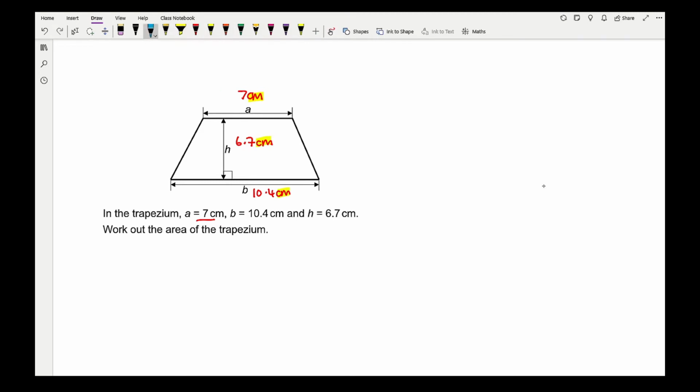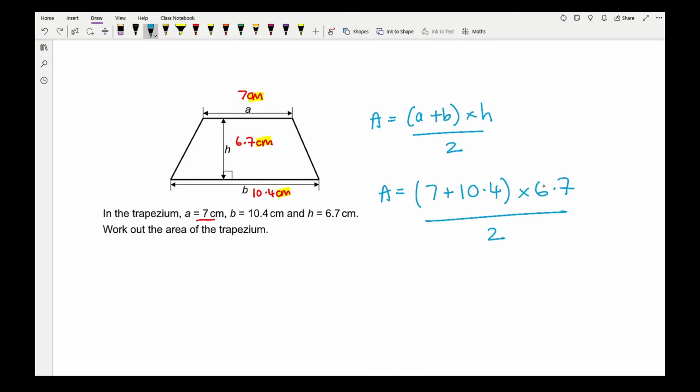And so all I now need to do is substitute it into the formula. The formula is A plus B times H divided by 2. So from this, I've got A equals, A is 7, B is 10.4. I'm going to multiply that by 6.7 and then divide it all by 2. Now, if you want to do it in steps, that's absolutely fine. So here I'm going to do 7 plus 10.4. So A equals 17.4 times 6.7, all divided by 2.